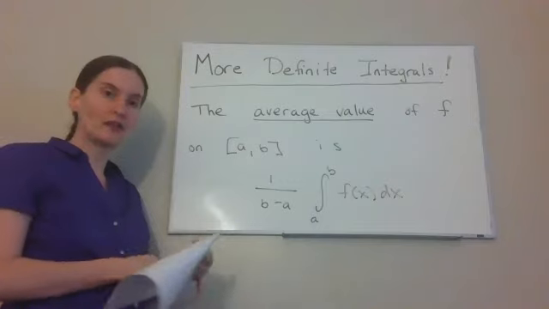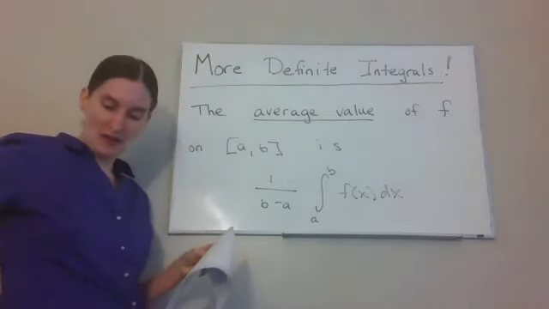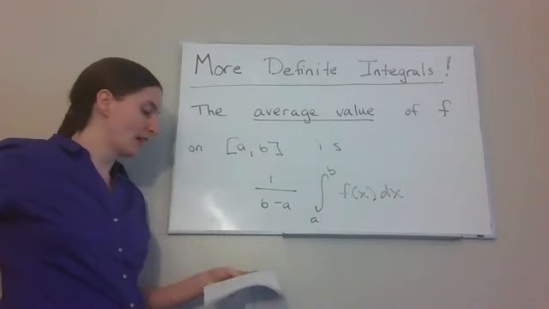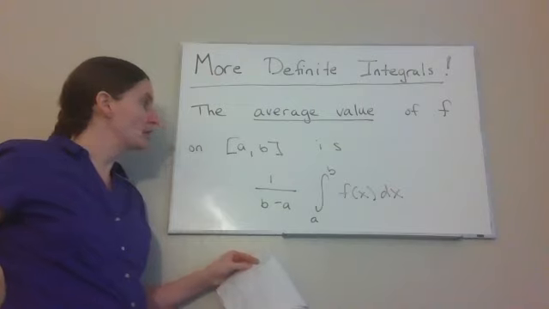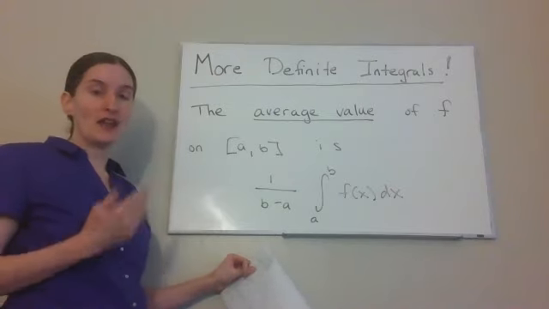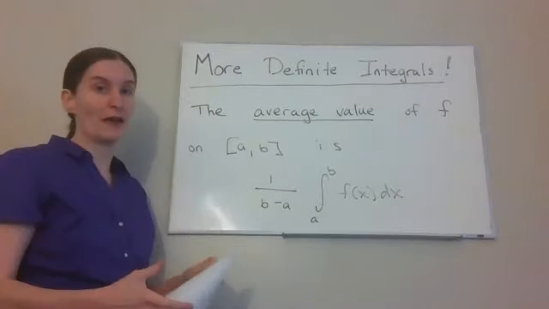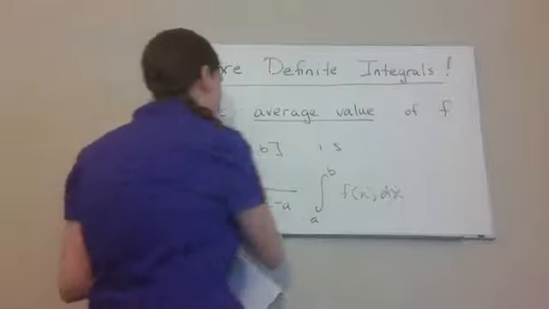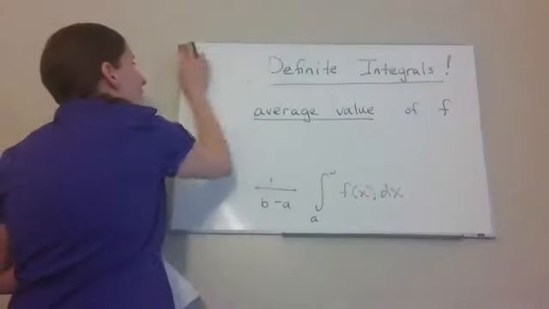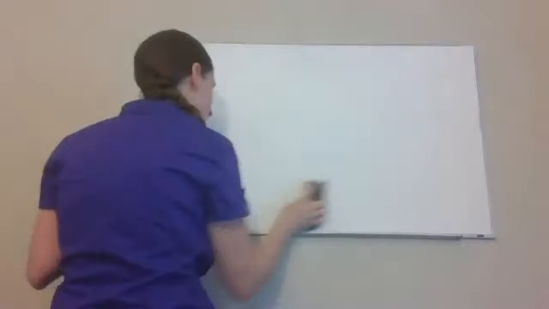and this was one side of the mean value theorem for integrals. So yes, our mean value theorem is saying that there is some value c in between a and b such that f of c is equal to this integral, the average value of the function. So let's do a practice problem finding the average value of a function on an interval.